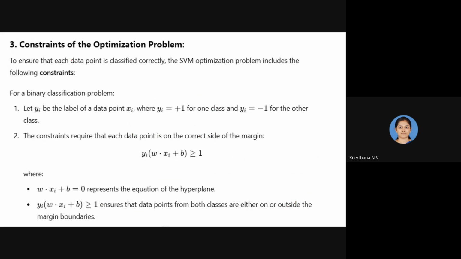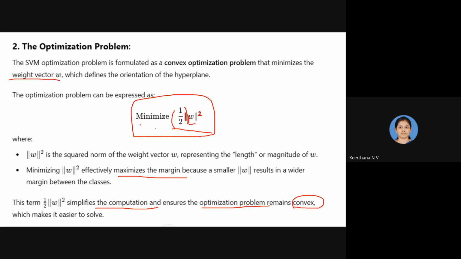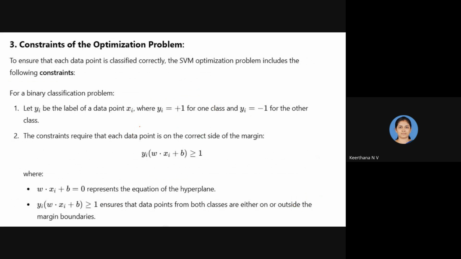The third thing is constraints. What constraints need to be considered here? The optimization problem is to find the maximum margin hyperplane, and it can be formulated as we have seen. After that, you derive the constraints based on the two points, x and y, on your hyperplane. This should be greater than or equal to 1. This is also known as a quadratic optimization problem.